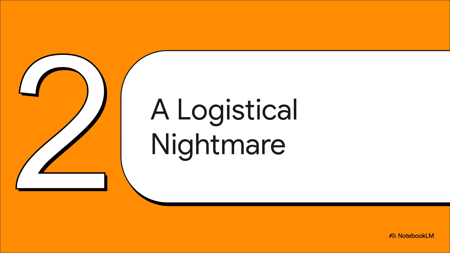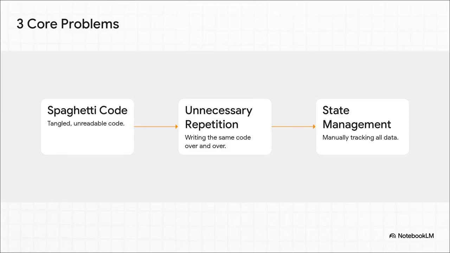Okay, so what is this logistical nightmare we keep talking about? Why does using pure JavaScript for a big project actually fall apart? Let's get specific and break down the real, painful problems that developers run into. When you're trying to build that skyscraper with just the basics, it really boils down to three huge problems that just keep popping up again and again. First up, you've got spaghetti code. This is where all your logic gets tangled up into an unreadable, unmanageable mess. Second, unnecessary repetition. Just imagine having to code 100 nearly identical product cards one by one.